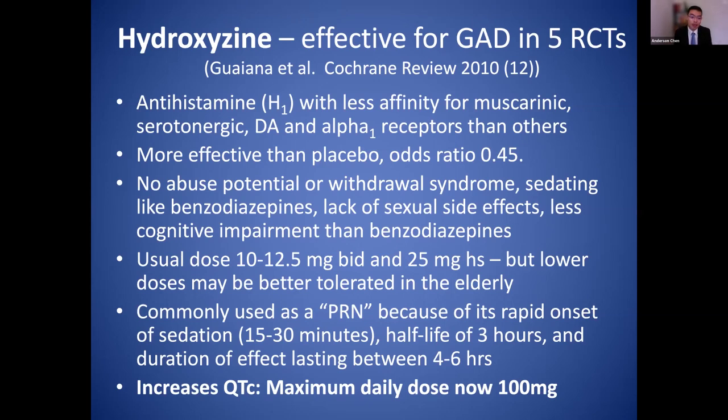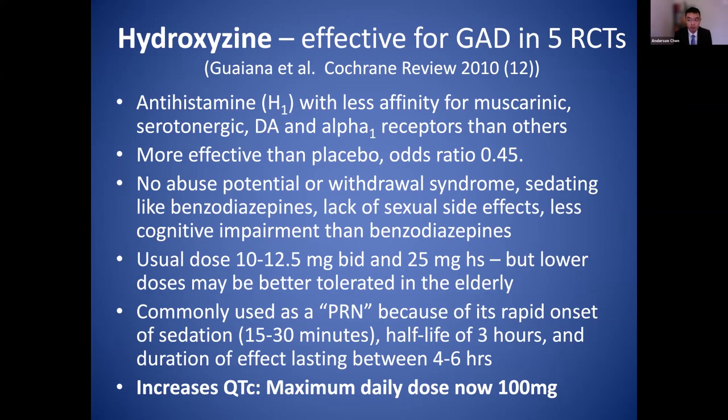olanzapine, things like that. Usual dose might be 10 to 12.5 mg BID and 25 mg HS, but I would always encourage trying a lower dose because it might be better tolerated in the elderly, and you don't want to use more than you need to. And it's also frequently used as a PRN because it has a rapid onset between 15 and 30 minutes, half-life of 3 hours, and duration of effect lasting between 4 to 6 hours total.